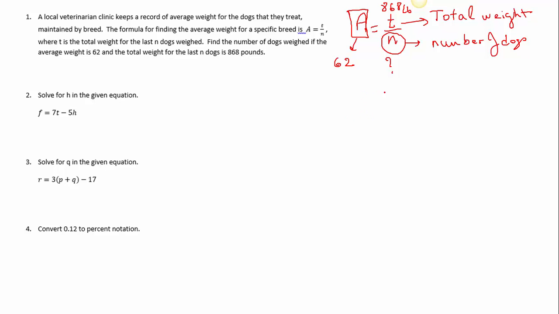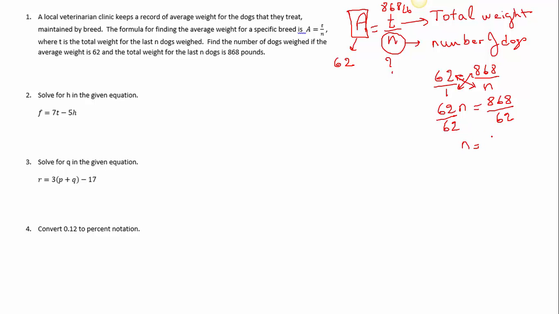So here we have 62 equals 868 divided by N. So I can put a 1 under 62, it's not going to change the number, and I can cross multiply. So that's what we call cross multiply. So now I have 62N equals 868 times 1, which means 868. It's not going to change. Let's divide both sides by 62.